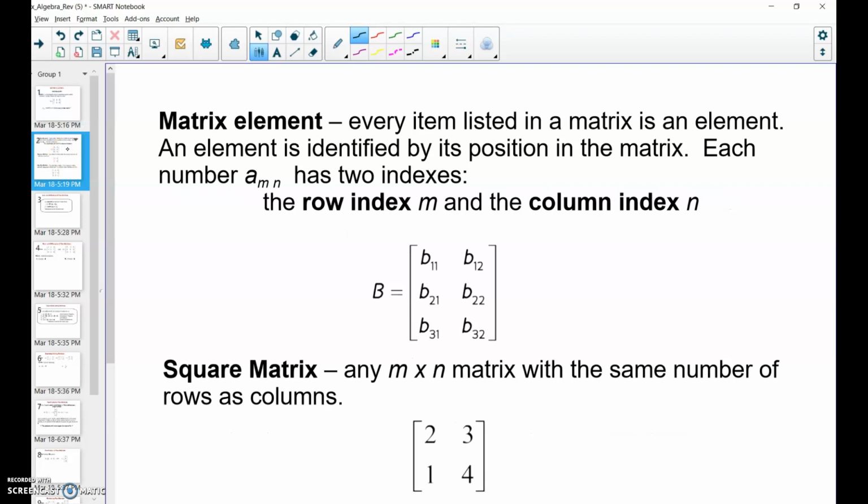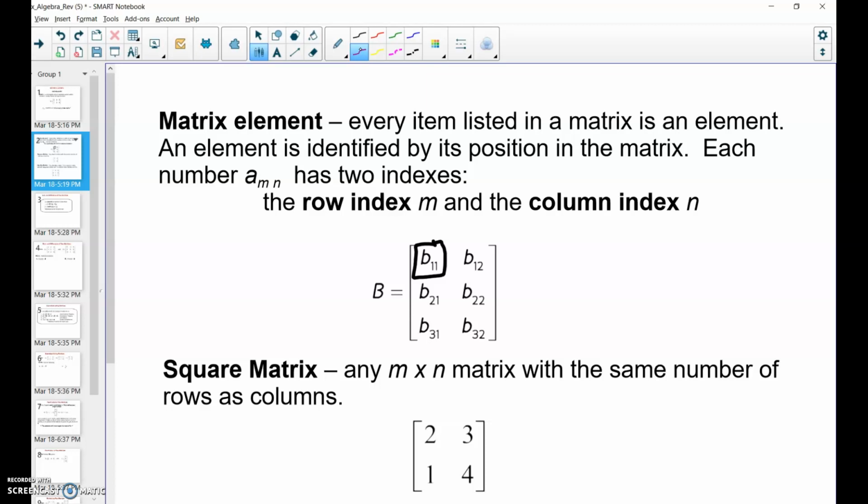So every item listed in a matrix, every number in a matrix, is identified by its position in the matrix. Each number, now lowercase, has 2 indexes: your row index, the location it is in a row, and your column index. If we look here at this number, b with a subscript of 1, 1, that means the position of this number is row 1, column 1.